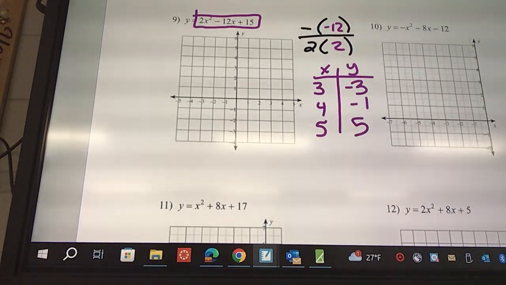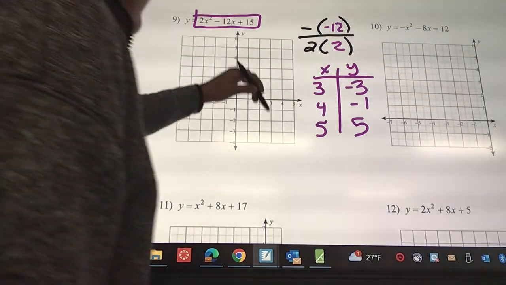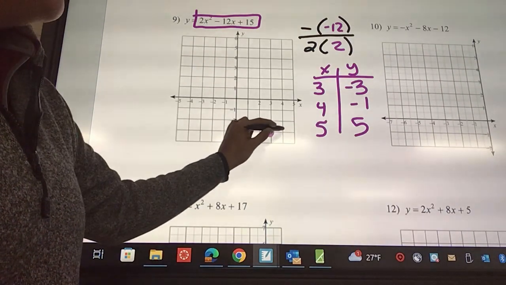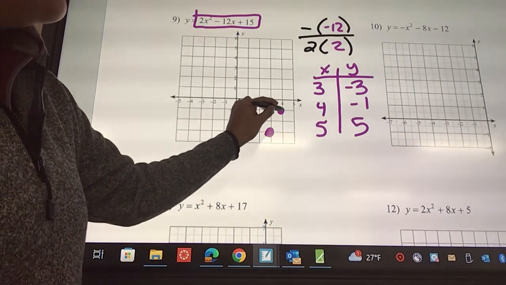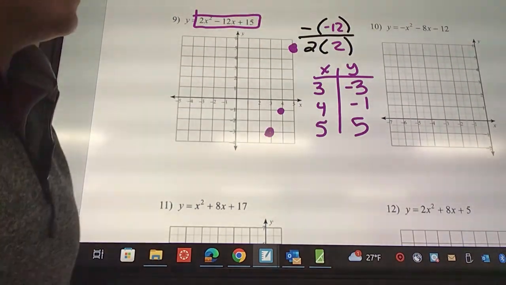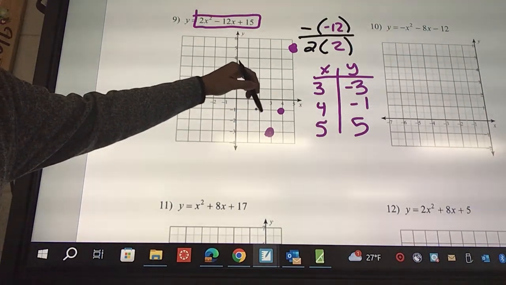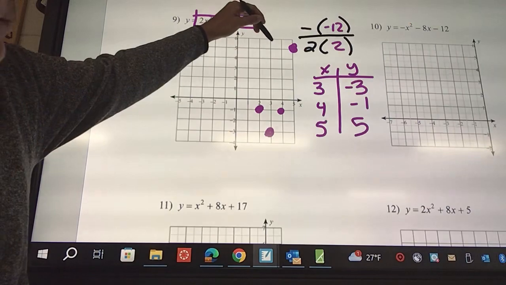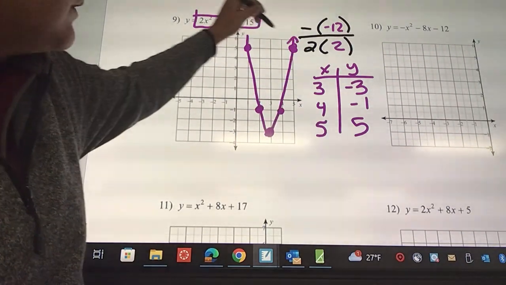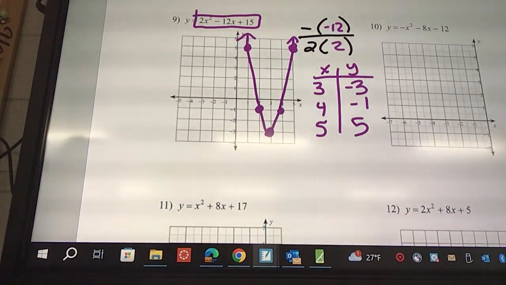Okay, we got 3, -3. I'm gonna go over to the 4 and then go to the -1. I'm gonna go over and then go up to 5. Then we're gonna mirror it. So up 2 over 1, up however many over 2. 11 and 12, you guys can cross out.